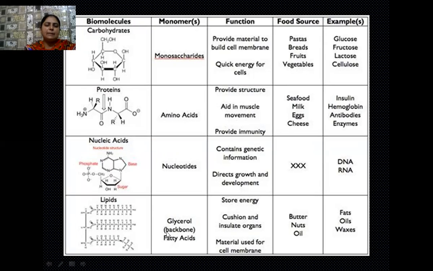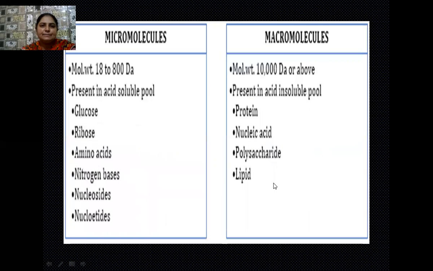Lipids. These lipids are made up of fatty acids and glycerol. They store energy, act as cushions, and insulate organs. The material used for cell membranes is lipids. Here we obtain these lipids from butter, nuts, oils, etc. And examples are fats, oils, and waxes.